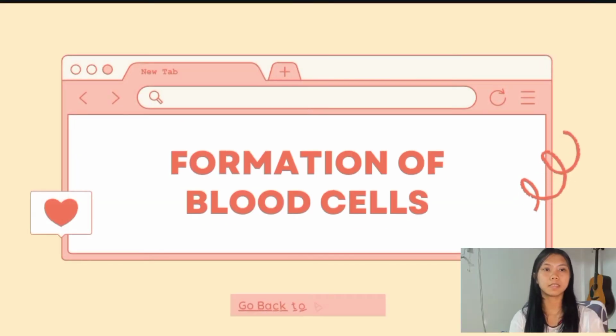Formation of blood cells. Within the bone marrow, all blood cells form from a single type of unspecialized cell called a stem cell. When a stem cell divides, it first becomes an immature red blood cell, white blood cell, or platelet-producing cell. The immature cell then divides, matures further, and ultimately becomes a mature red blood cell, white blood cell, or platelet. The rate of blood cell production is controlled by the body's needs.